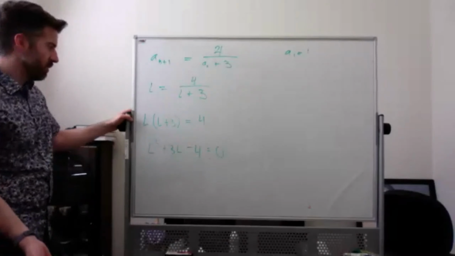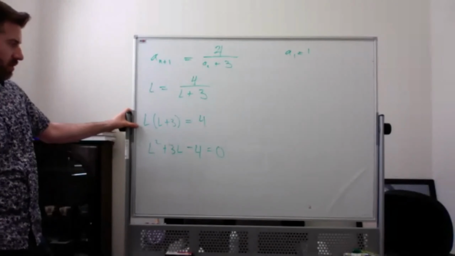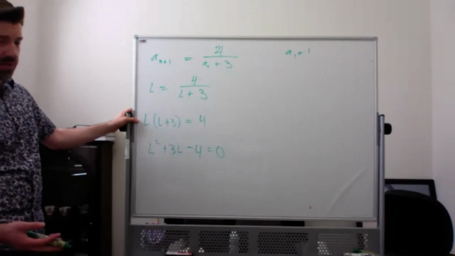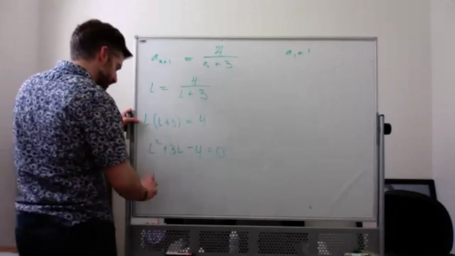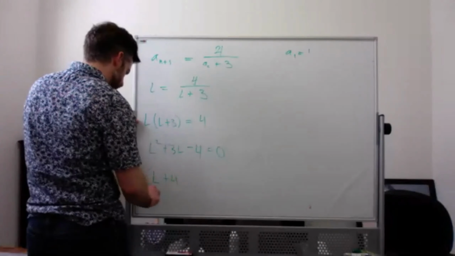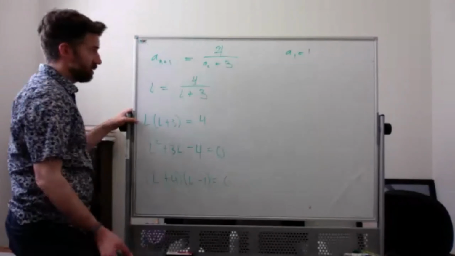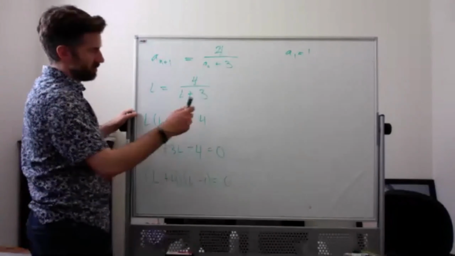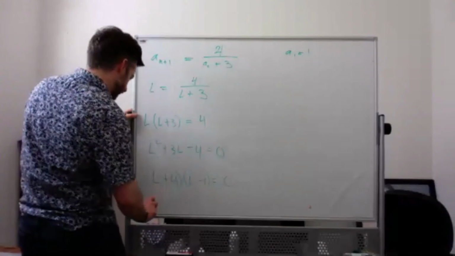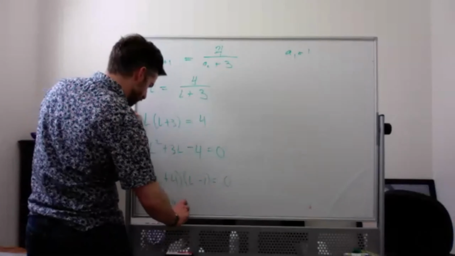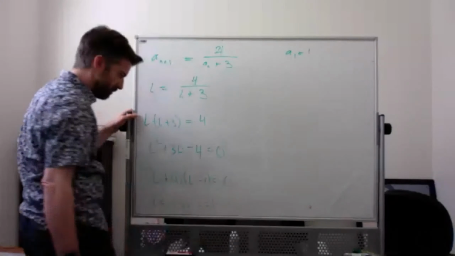So that's what I've really got. Okay, L times L plus 3 equals 4. I've got L squared plus 3L minus 4 equals 0. And then I'm going to solve this by factoring. L plus 4 times L minus 1 equals 0. So I end up with L equal to negative 4 or L equal to 1.